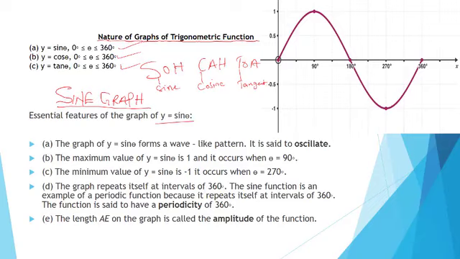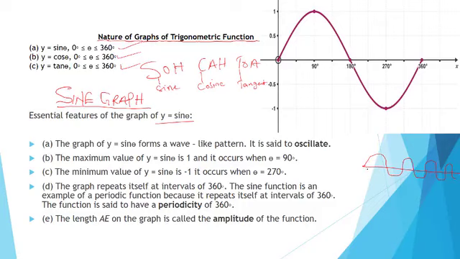The graph of sine theta forms a wave-like pattern. It is said to oscillate. Oscillatory motion is a motion that goes up and down continuously. It is like the motion that comes off when you pluck a string. When you have a guitar and you strike it at one end, you discover that the string keeps moving this way. Oscillatory, up, down, up, down.